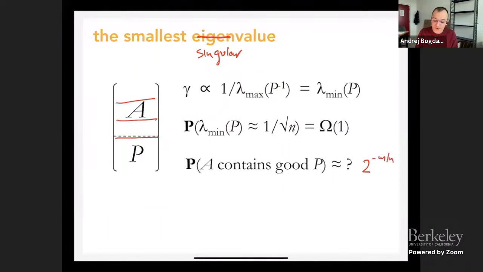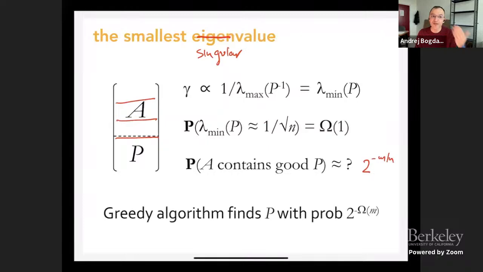And what we show as part of our analysis is that if you do this in a greedy way, so you add the rows of P one by one according to some criterion, then you can actually improve this probability of finding a matrix with a good smallest singular value from 2 to the minus m over n to something like 2 to the minus omega of m. So that's a bit of an aside, but it's part of our analysis. That's what we do in the paper.